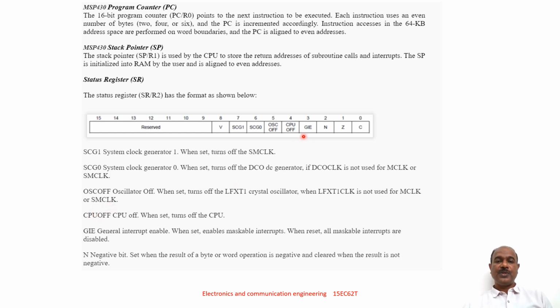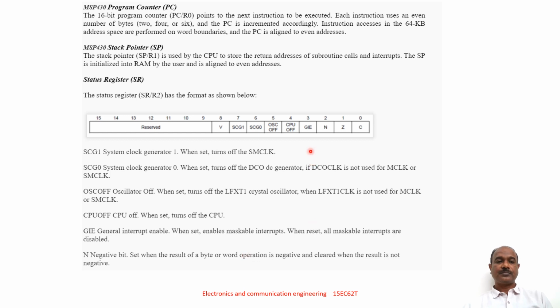Then there is one more bit, that is CPU off. There may be some conditions when only the peripherals are working and I don't want my CPU to be on. In that case, to save power, I can turn off my CPU. How can that be done? If I set this bit to 1, the CPU will be turned off. If this bit is 0, the CPU will remain on.